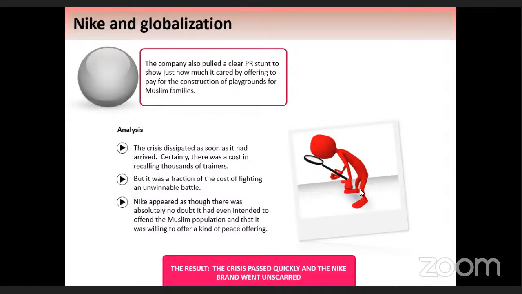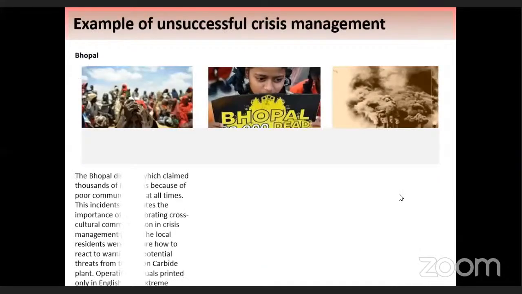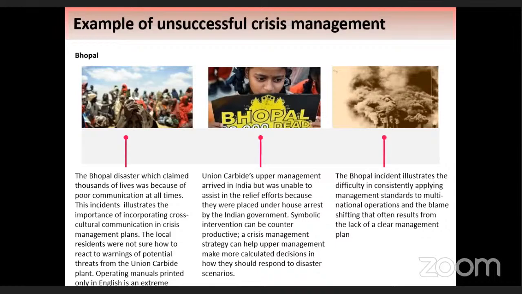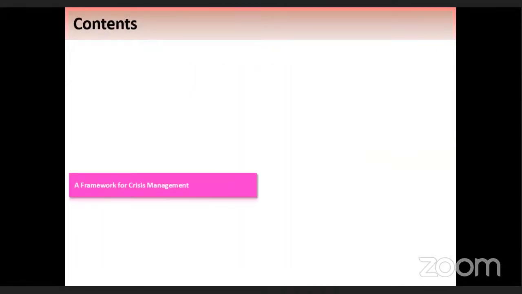Okay, I was talking about Nike. What happened to Nike? The crisis, as perceived, had arrived, and certainly there was a cost in recalling thousands of trainers. Nike didn't look at the cost of recalling those trainers, but they made that very quick decision and they saved the reputation of the company. So if crises are not well managed, companies' reputations can be damaged. Companies' products can also be damaged. So we have examples of unsuccessful crisis management. You can go through your manuals when you have them.